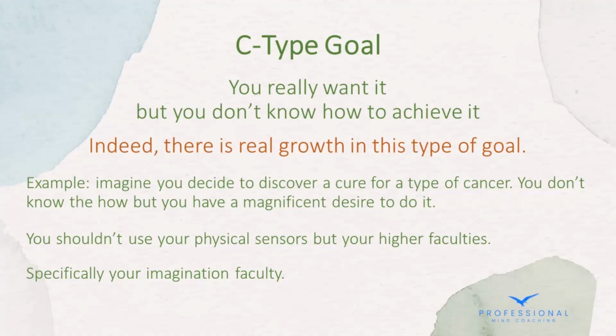So what is a C-type goal? Let's continue our discussion with that one. Indeed, a C-type goal is something that you are completely ready and committed to achieve, but you just don't know how to get it. This is the big difference. And there is real growth in this type of goal.